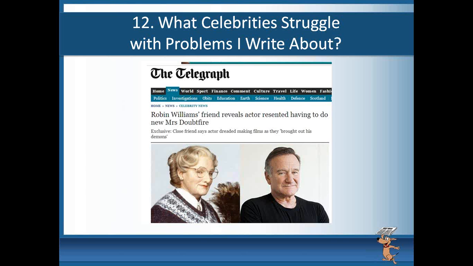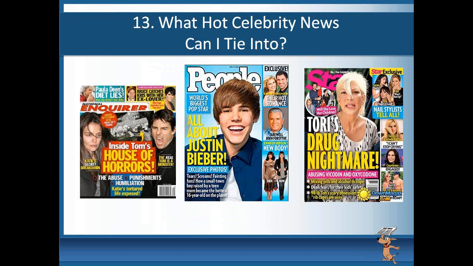So, how do you know which celebrities are dealing with which topics? Well, that's an easy one. What hot celebrity news can I tie into? If you read the National Enquirer, People Magazine, and Star, you would know about problems that celebrities face. I can hear you all groaning. You're all on mute, but I know exactly what's happening. You're saying to yourself, I'm an author. There's no way in hell I would ever be caught reading that filthy rag, the National Enquirer.